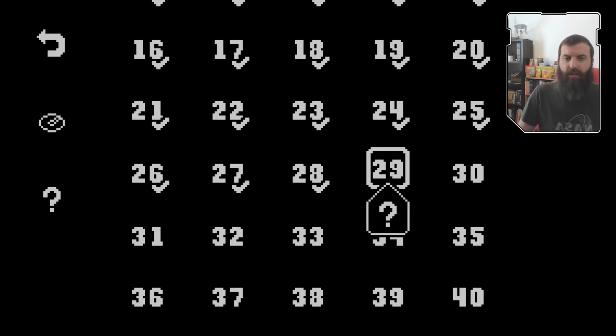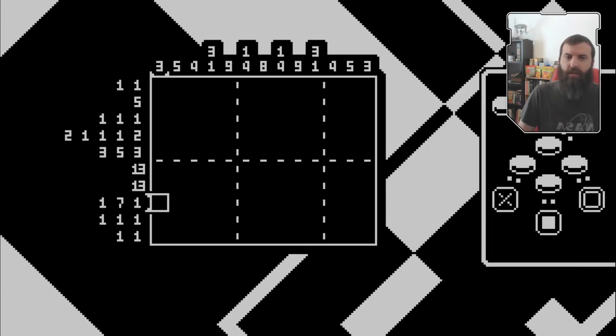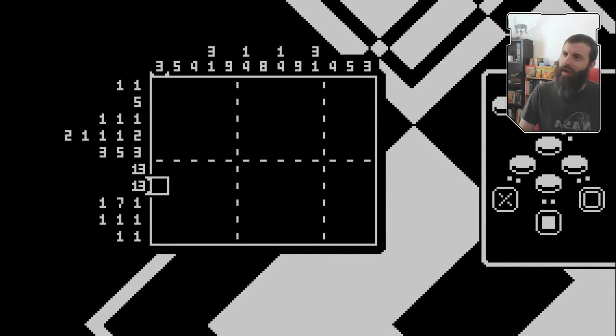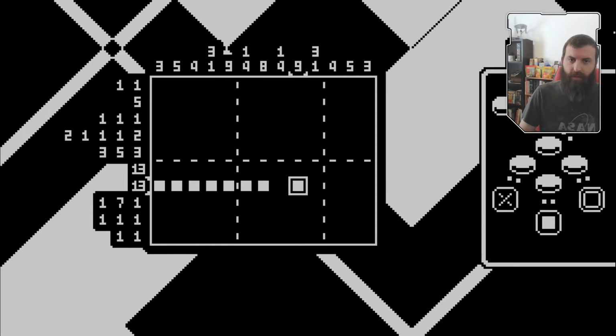All right. That was Nonogram 28. Let's move on to Nonogram 29. All right, 12 wide and 10 tall. I'm sorry, 13 wide. I can count. Well, that's great news for us because we can fill this in.